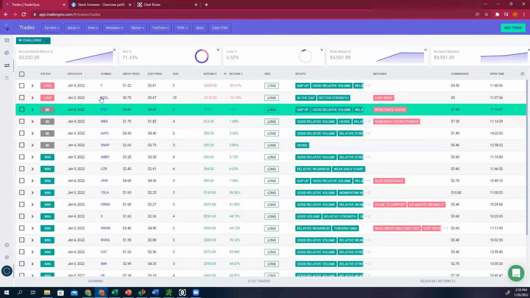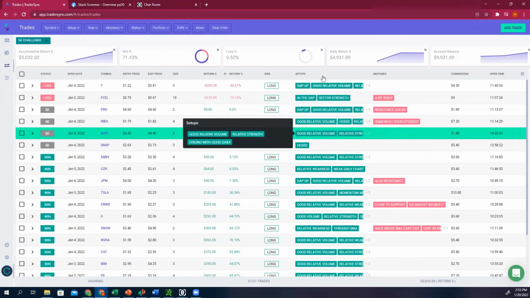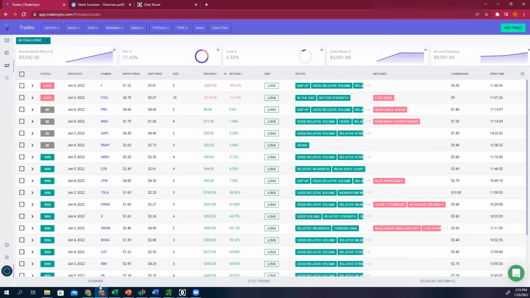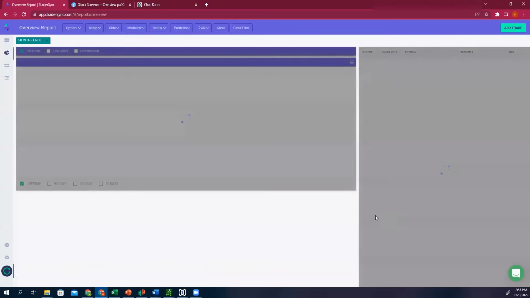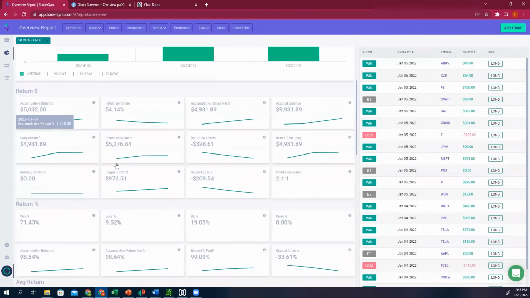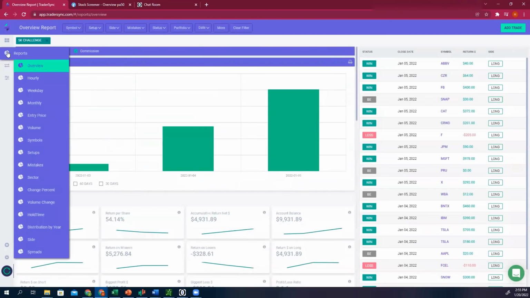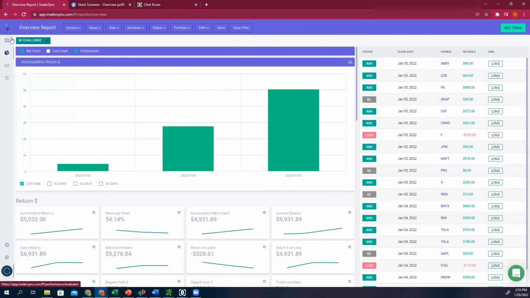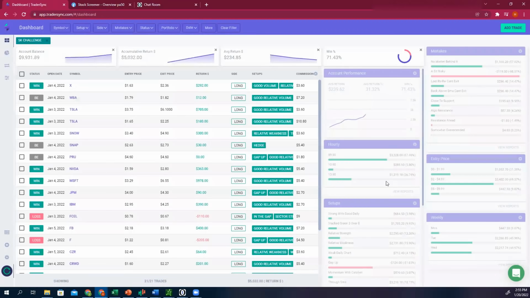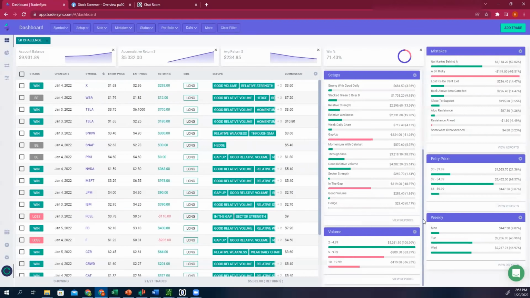TraderSync is great. You can label your setups. You can label your mistakes. You have your trades here. You can look at an overview of them, right? You can look at your returns down here. You can evaluate them, go to the dashboard. You can quickly see what setups return the best, which mistakes cost you the most, what times of the day you are most successful. You can go way, way down a rabbit hole on this thing to really get a good grasp on what is working and not working with your trading, right?